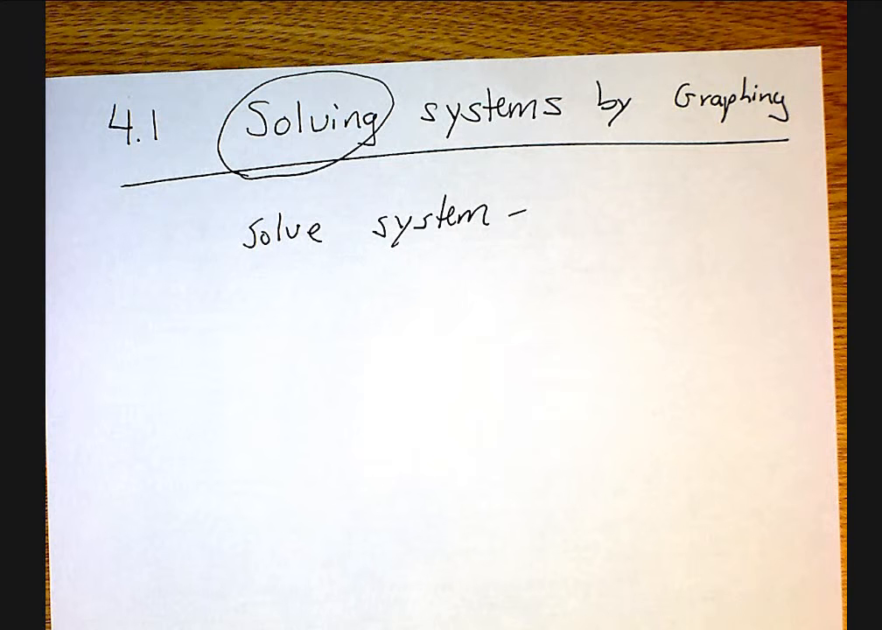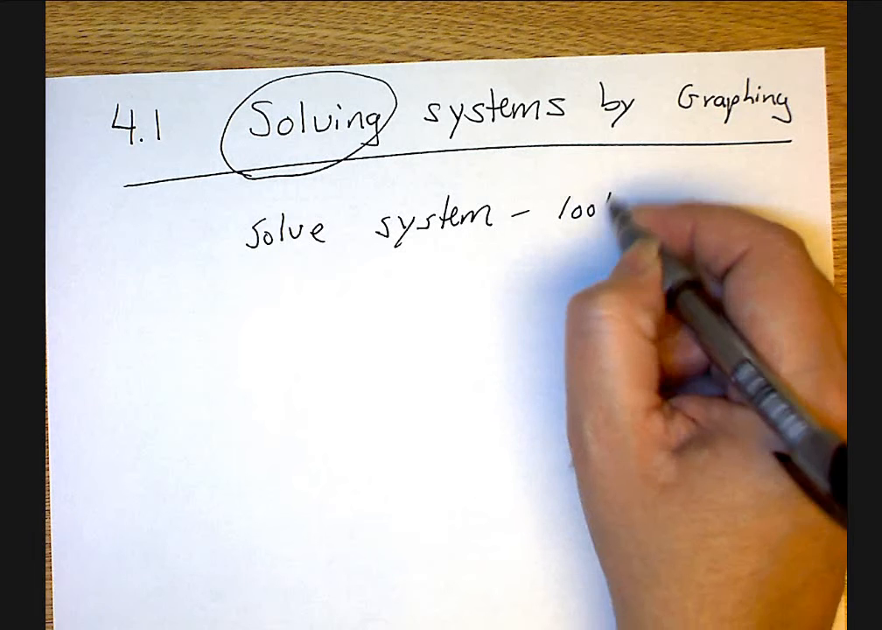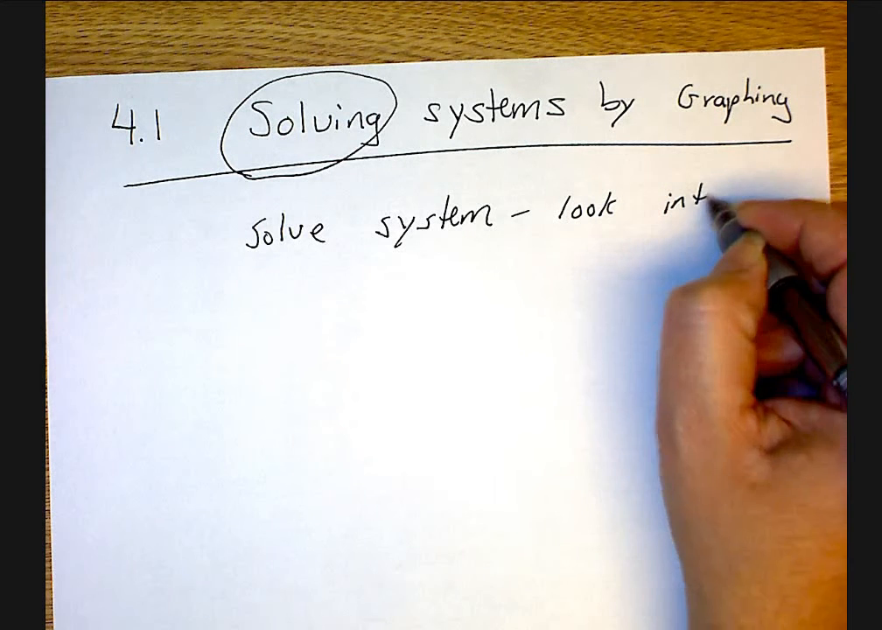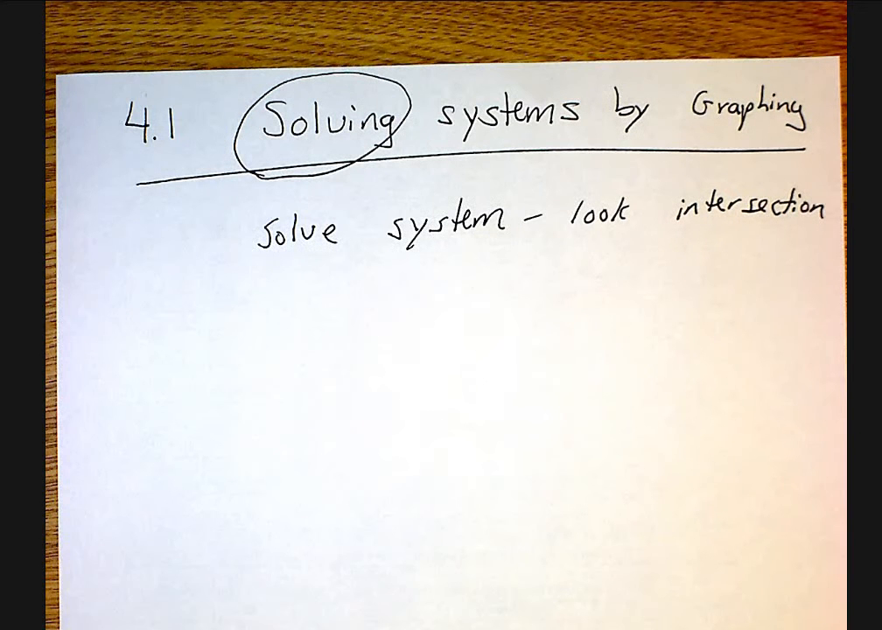Okay, they give you two linear equations. You have to graph them, and then you find the point, or if there is a point, where they intersect. So when you're solving it, you're looking for the intersection. Whenever it says to solve a system, that's what the solving is. It is looking for the intersection.